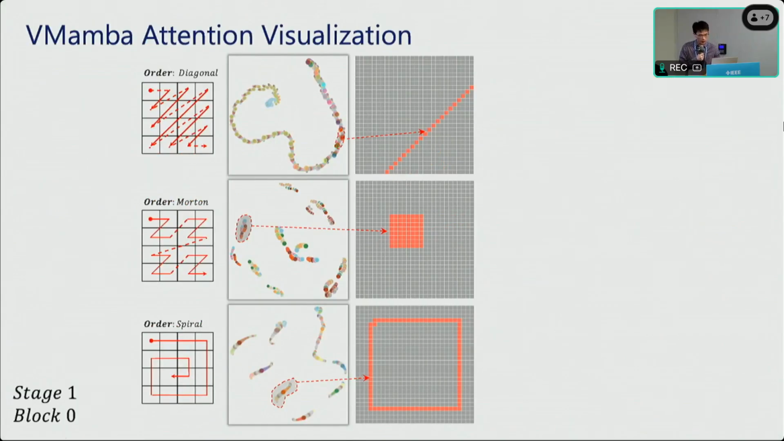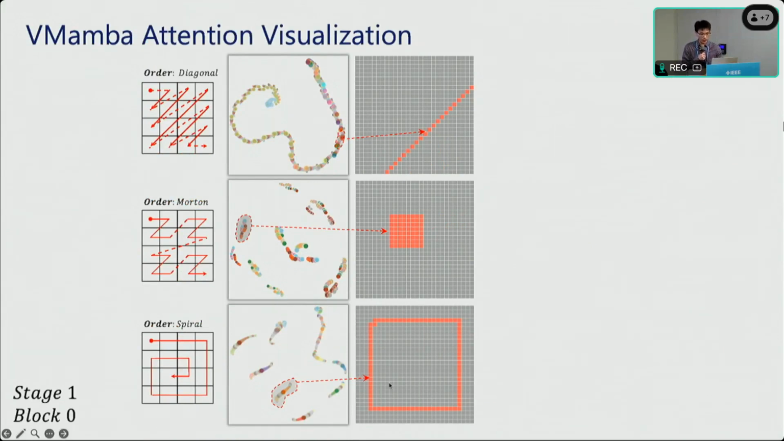Let's focus on the first one. This is the diagonal order, right? If you look at this cluster here, those are the patches along the diagonal line. Since they are spatially closer, they also show similar attention patterns. And this is also true for the Morton order, or the spatial order.